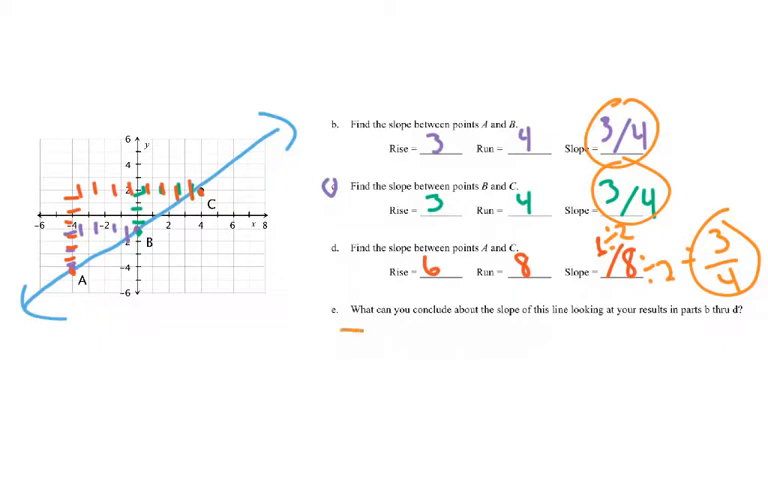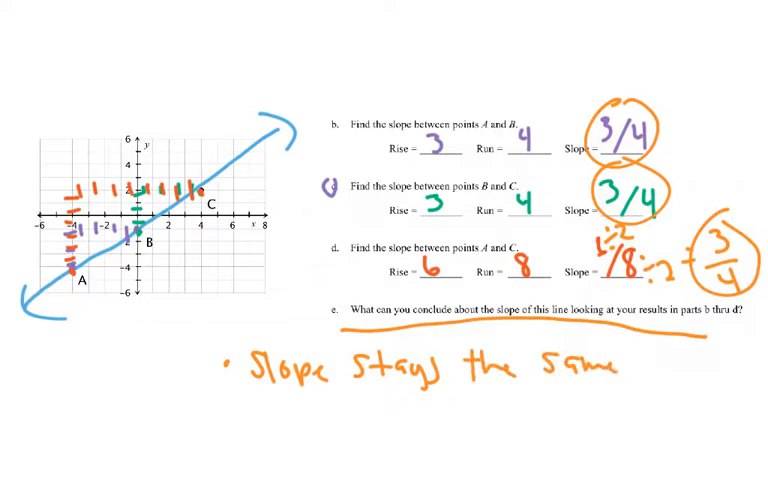And that is what you can conclude about the slope of this line, looking at your results in parts B through D. You can conclude that the slope stays the same within one line. And also, we can conclude that the slope itself is 3/4.